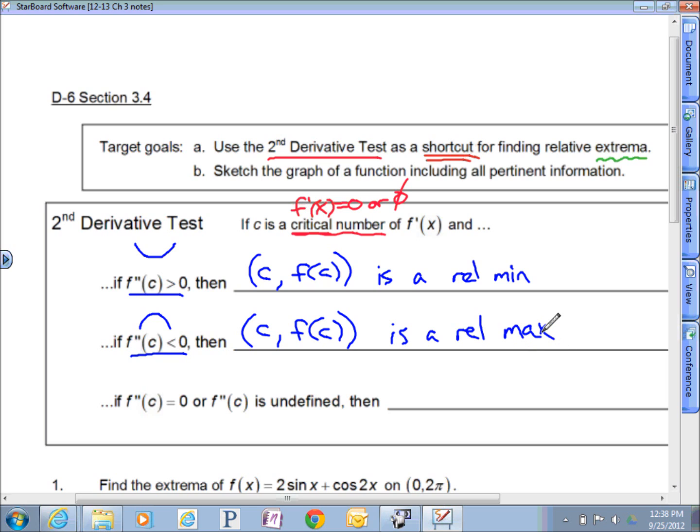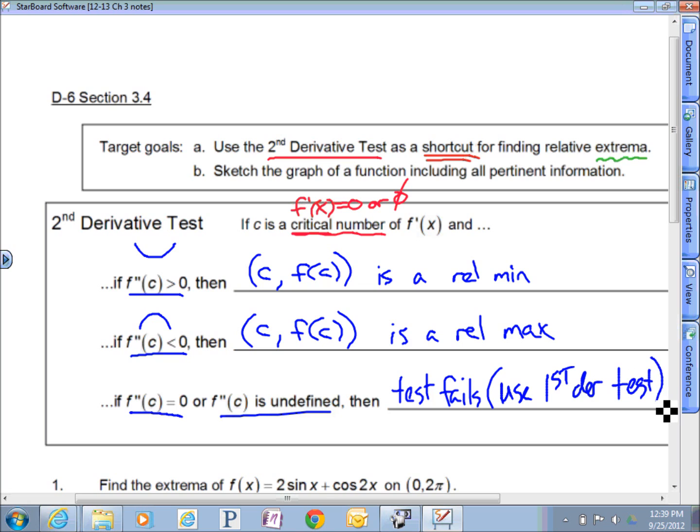And lastly, if we find out that at that particular value my second derivative is equal to 0, or my second derivative is undefined, then basically my test fails. And then we'll go back and use the first derivative test to find out whatever it is that we're trying to look for.